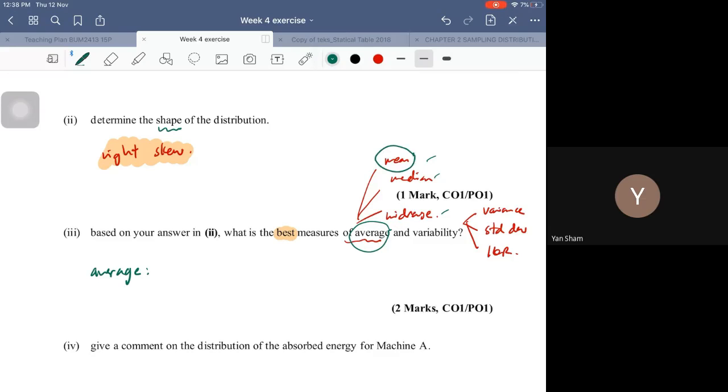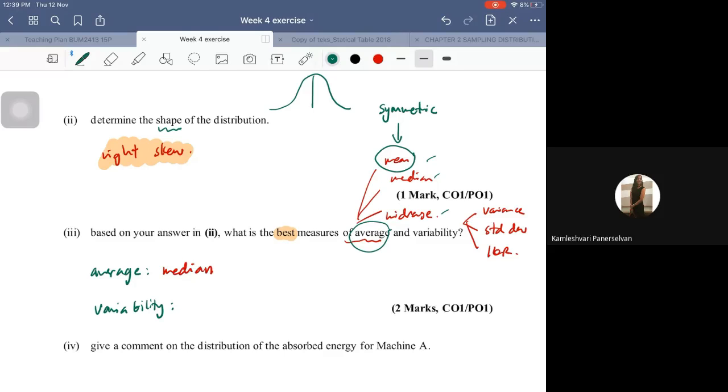The thing is that you use the mean when your data is symmetric. When your data looks like a bell-shaped curve, with the peak in the middle, then you use the mean as the measure of average. But when you have skew data like what we have here, we cannot use the mean. For skew data, the average we use is the median. And what about variability? That's right, the IQR.